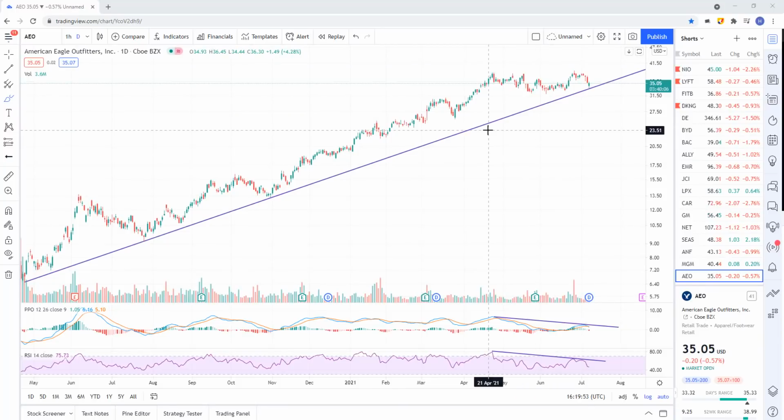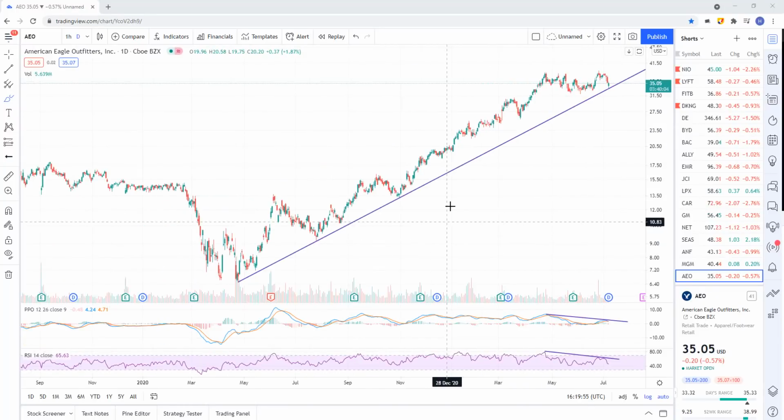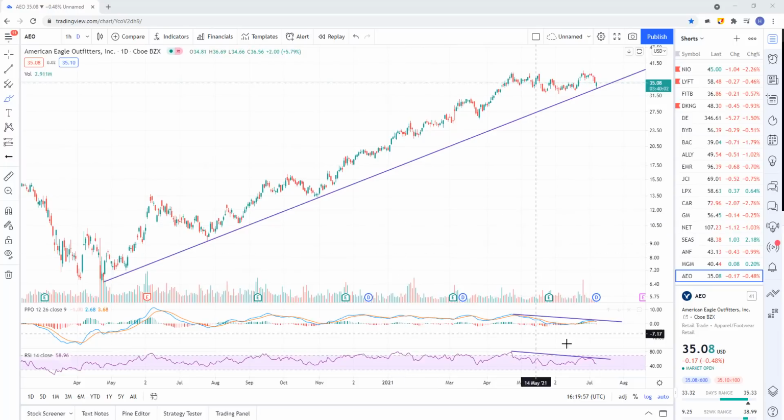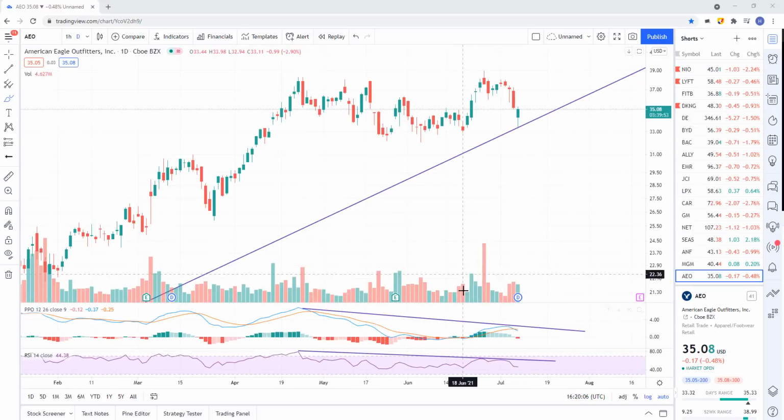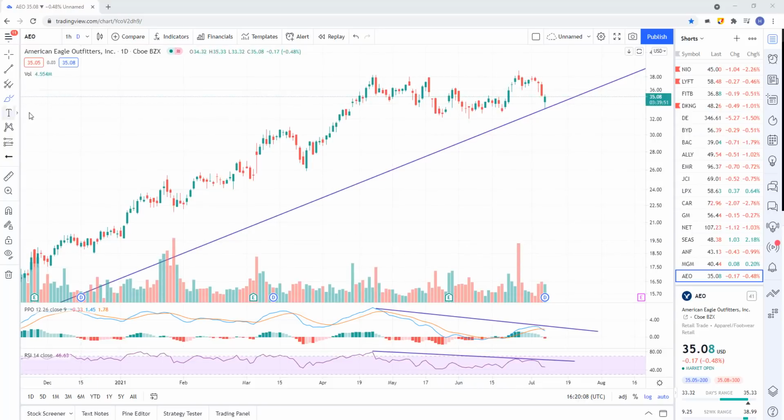Here's a short trade idea. American Eagle Outfitters. They're a clothing store. Not actionable, but it's a trade idea that could play out here in the near future. You've got a daily uptrend line right there on AEO. We have up here at the highs negative divergence.